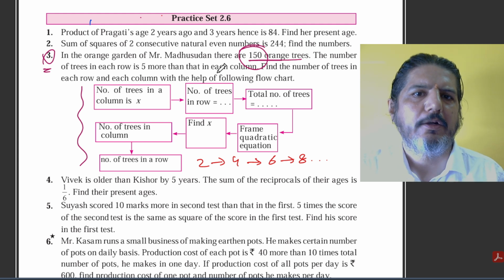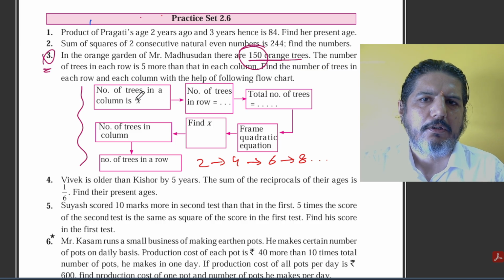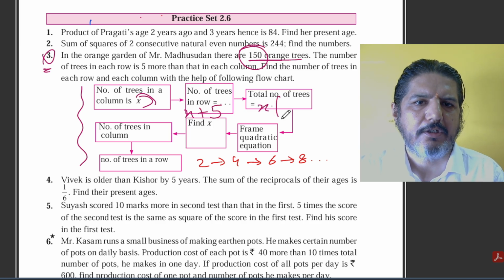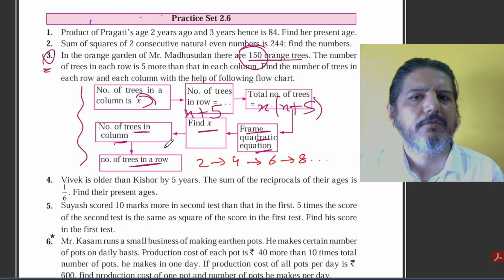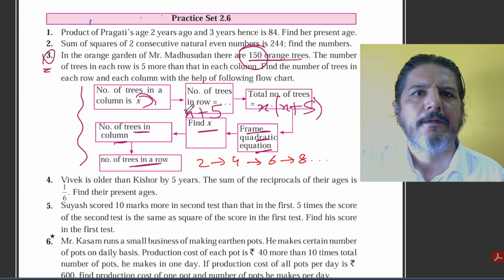Now look at the flow chart. You can try to fill the flow chart. The number of trees in a column is x. This is the same thing that we followed. The number of trees in a row would be x plus 5. Then the number of trees would be x into x plus 5. We found the quadratic equation. We found the value of x. Then we found the number of trees in a column. Then we found the number of trees in a row. So I hope this is making sense.